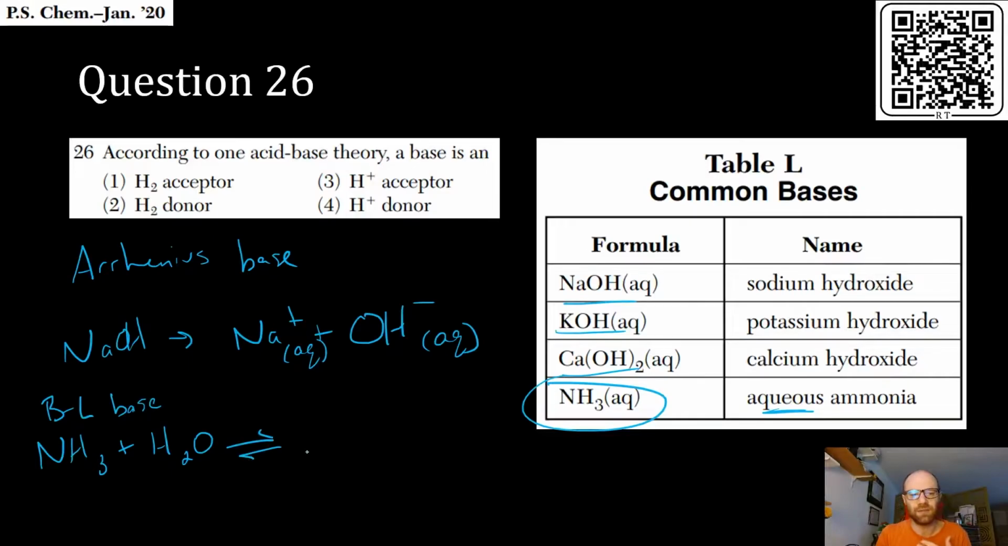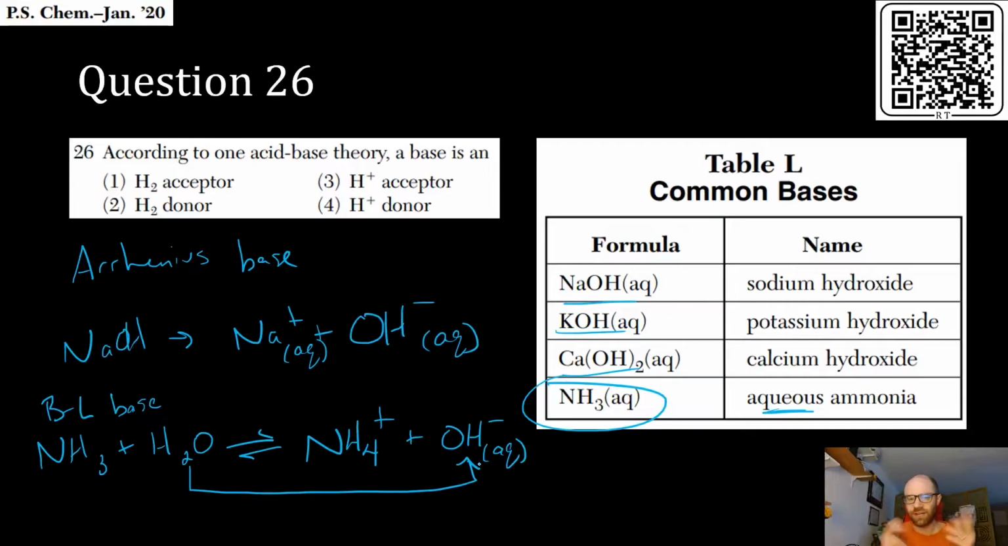This one's in equilibrium, and here it's going to act as the base because we're going to make an ammonium ion and then a hydroxide ion. So here, our base, our hydroxide, comes about through water reacting with your ammonia, creating this ammonium cation.